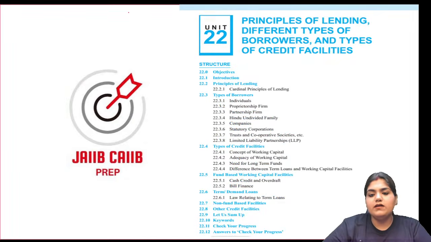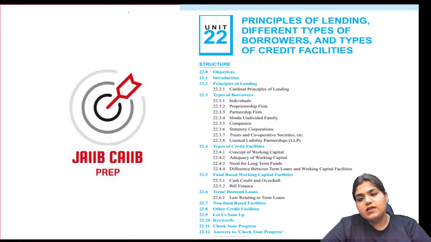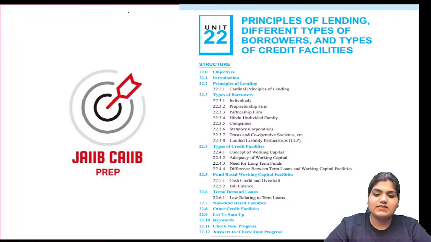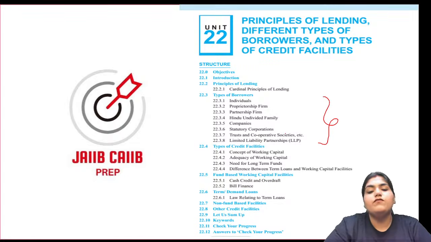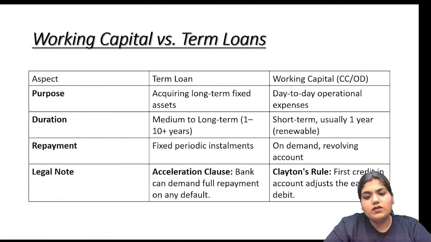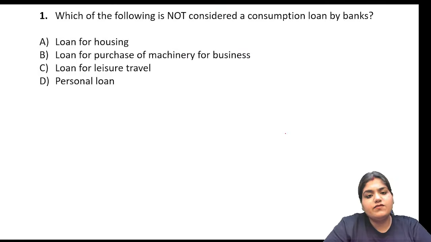Principles of lending, types of borrowers, and types of credit facilities. So here we have talked about the different types of borrowers, what are the provisions made for the borrowers, who can open a current account, who can open a savings account, etc. What is a term loan, what is a working loan, there's a difference of it.